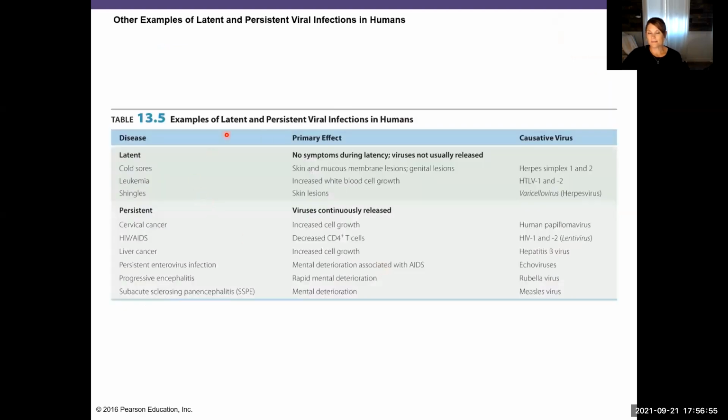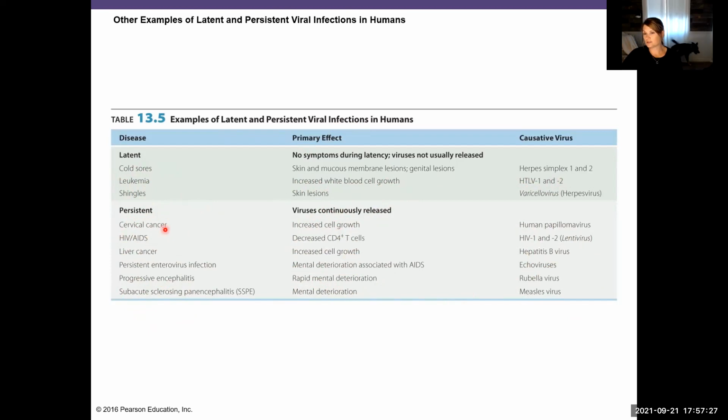All right, so here's some examples of latent and persistent infections, you guys. So we talked about cold sores and shingles. Leukemia can also be a latent infection caused by this virus here, HTLV1 and 2. Don't have to know this, but the symptom there is increased white blood cell growth. Okay, here are persistent diseases. Okay, and then here's the virus that causes them. And here's what happens in that persistent sort of disease state.